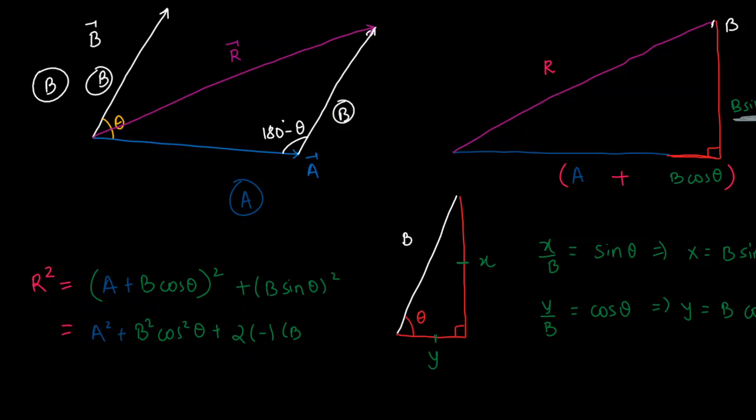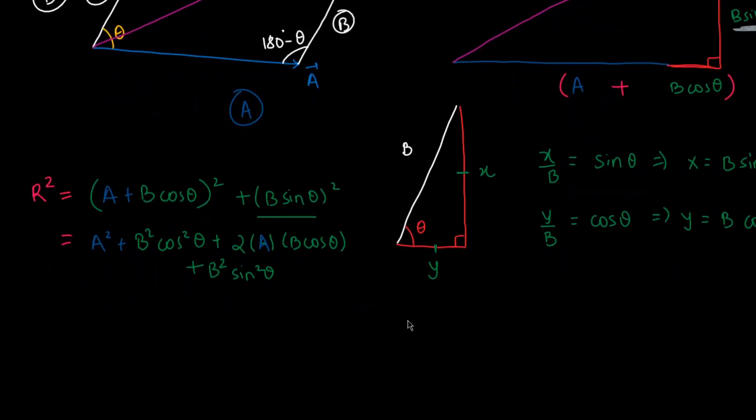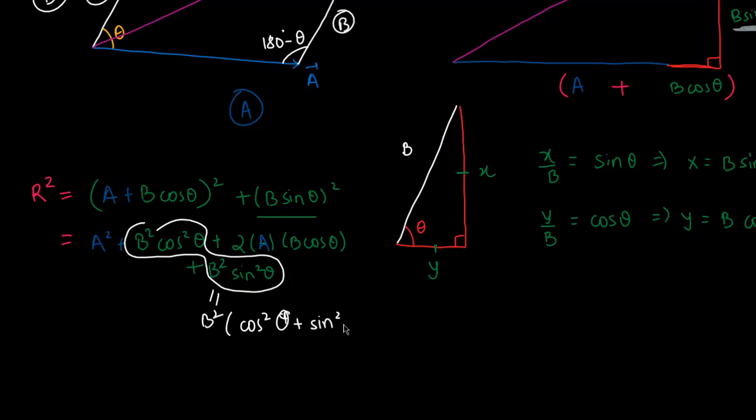Let me do that in a different color. A times b cos theta. Plus, you also need to consider this part, so b squared sine squared theta. Now, if you look carefully, then b squared cos squared theta plus b squared sine squared theta, they both add up to give b squared, since you get b squared in common, and cos squared theta plus sine squared theta remain. This quantity is just 1, so you just are left with b squared.